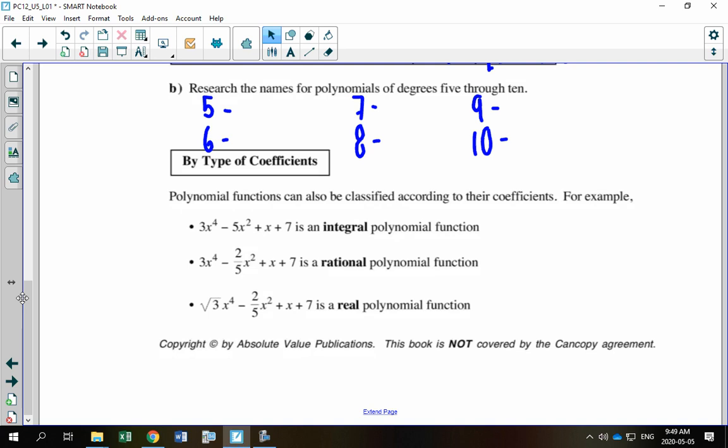Okay, so and determining classification based on the types of coefficients. So for example, when we just have integers, it's called an integral polynomial. If I have a fraction in there, it's a rational. And then if we have any square roots, we call it a real polynomial function.